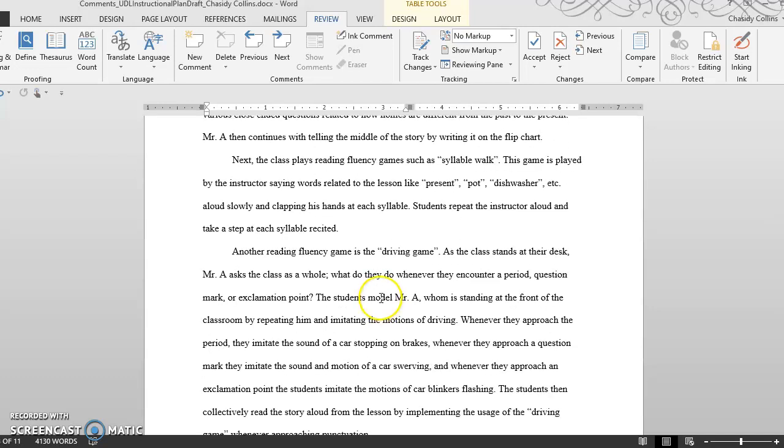So more activities included a syllable walk. A syllable walk is when the class would get in two separate teams, and they would walk and clap the syllable at the same time. So present, pot, dishwasher, and the students were able to clap the syllables.